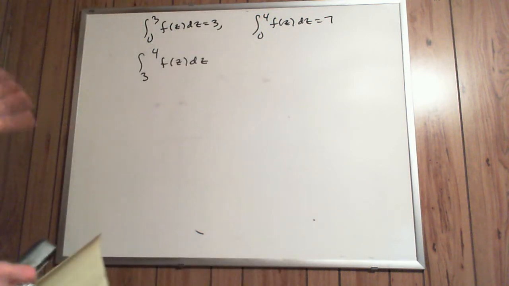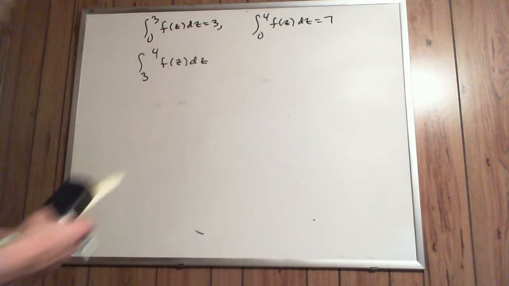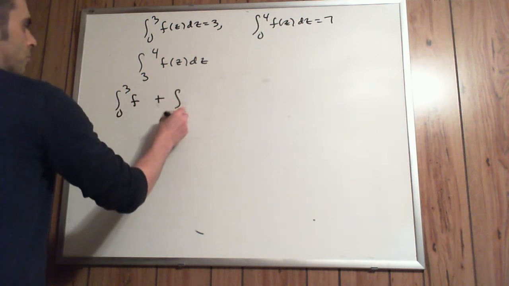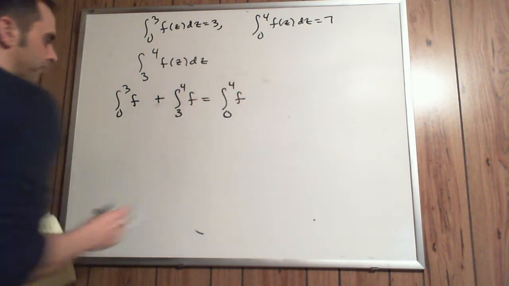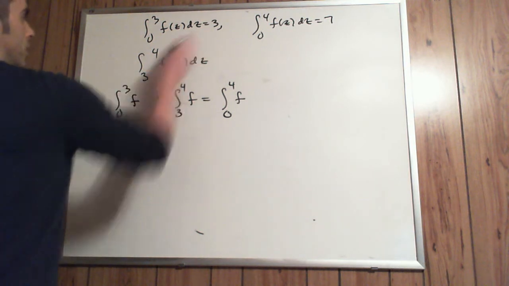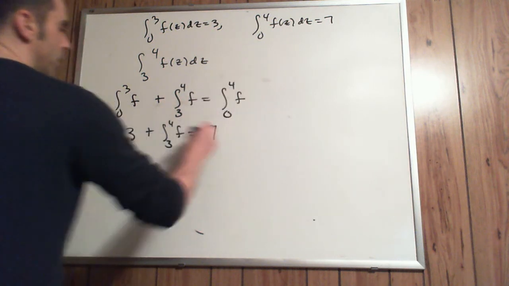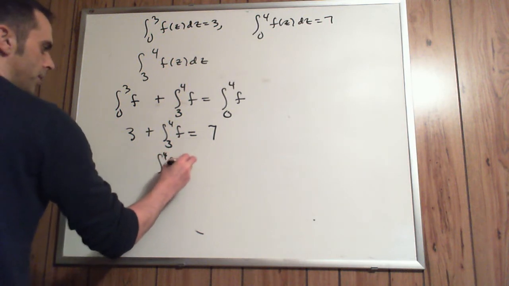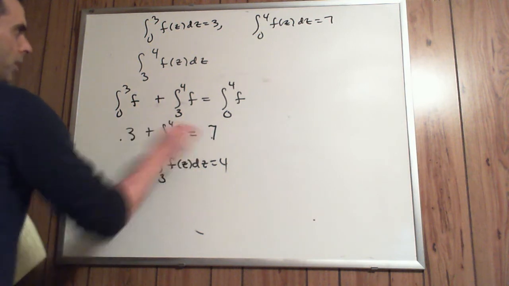So I have to think, can I create an equation maybe that would relate all of these limits of integration? So if we start from the low, 0 to 3 of f plus 3 to 4 of f, that would be equal to 0 to 4 of f. And it's really, of course, f of z dz. So 0 to 3 is 3. 3 to 4 I don't know, but 0 to 4 is 7. So now if I subtract 3 from both sides, 3 to 4 of f of z dz would be equal to 4 by subtracting 3 from both sides.